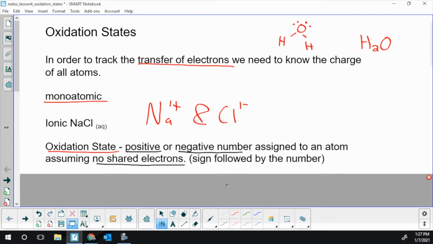Okay? Now, to show that this is just an oxidation state, not a charge, we write it the other way around. Okay? So for charges, it's the number first followed by the sign. For oxidation states, you put the sign first and the number second.